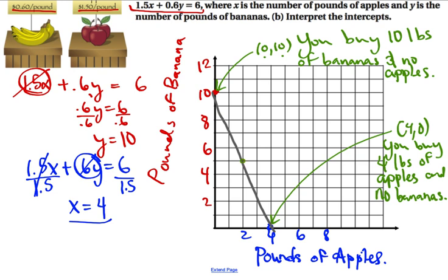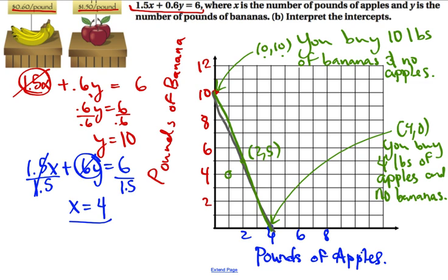Now there are some other answers here, like (2, 5). You could buy 2 pounds of apples and 5 pounds of bananas. You could actually buy something down in this region, but you would have money left over. To spend the full amount of money, you would be along this line.